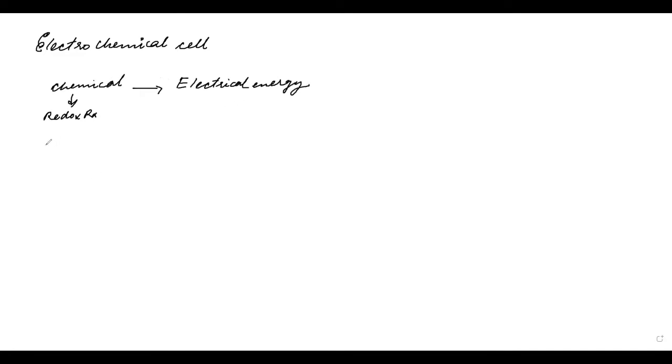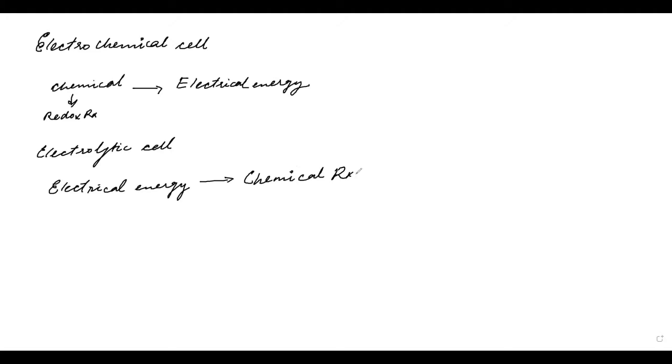Now we will be having the electrolytic cell. Here we will be doing just the reverse. We will use electrical energy, and we will give this electrical energy to a chemical system, and as we give this to a chemical system, we will obtain a chemical reaction that is non-spontaneous.